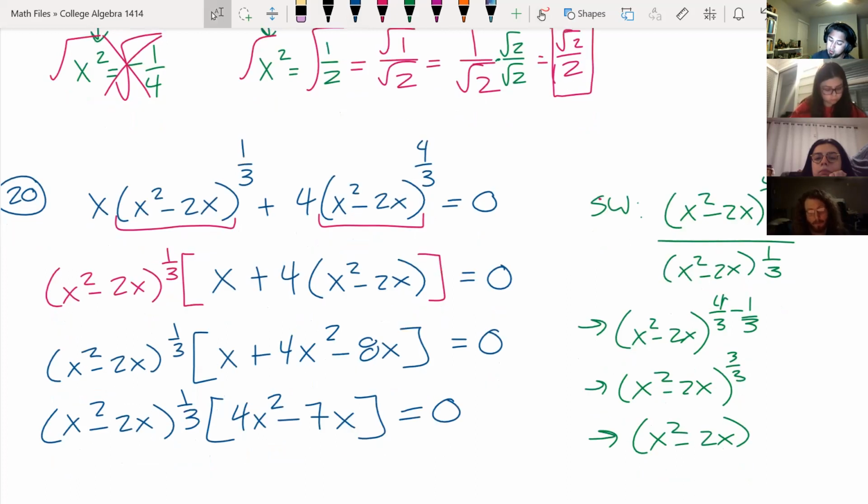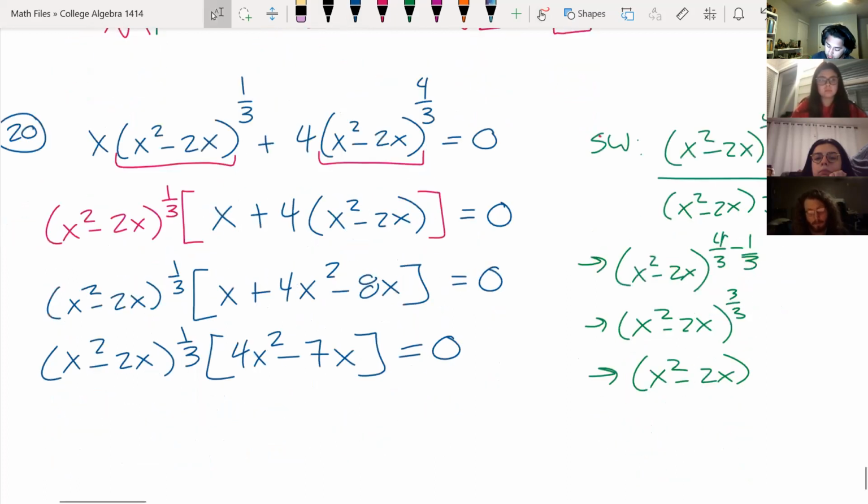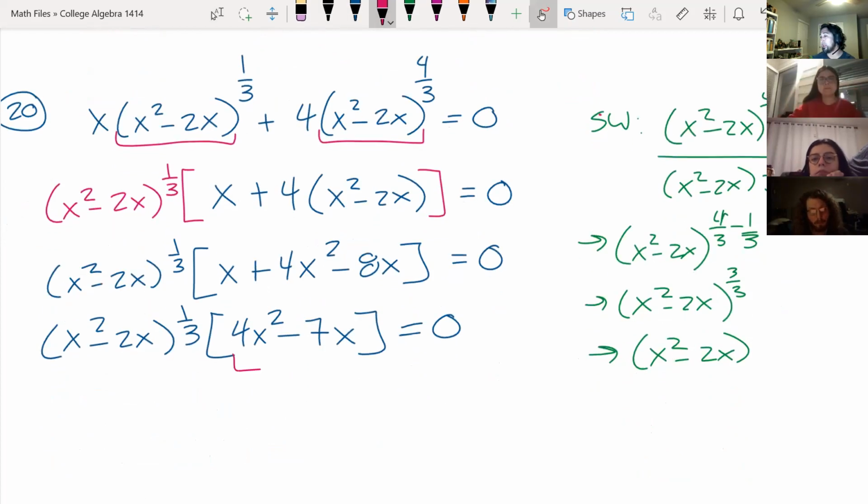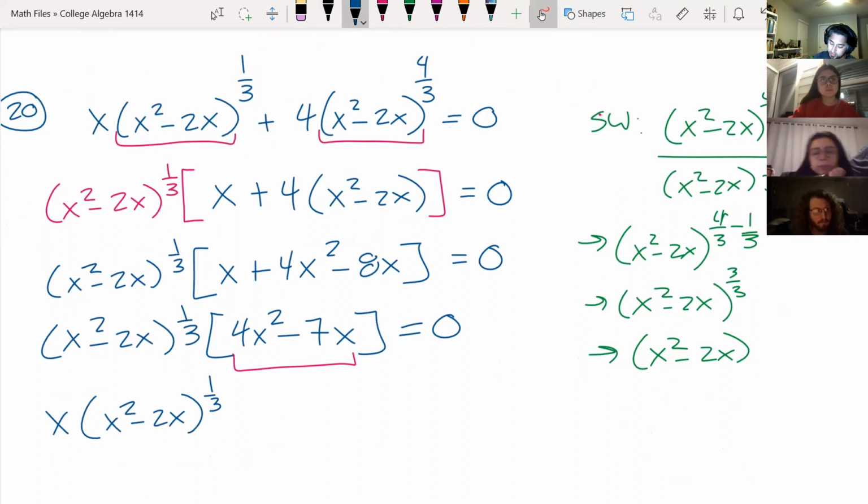Okay. And then in here, what do you notice you can factor out? Oh yeah, from 4x squared minus 7x, what could you factor out? An x. So I'm going to put that in the very front here. x squared minus 2x to the 1/3 times, and now I'm going to just write this as 4x minus 7. Yeehaw, guys.